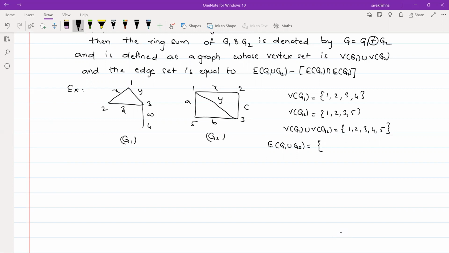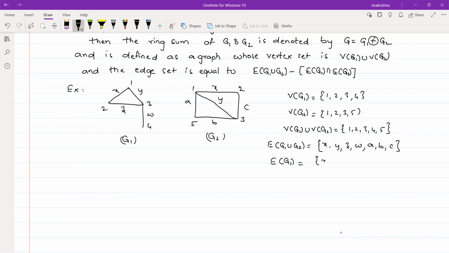Okay, I am writing that in graph 1 we have the edges X, Y, Z, W, whereas in graph 2 we have the edges X, A, B, C, Y. Since X, Y are repeated, we have to write them only once, and we have to write A, B, C. So these are the edges present in G1 union G2.